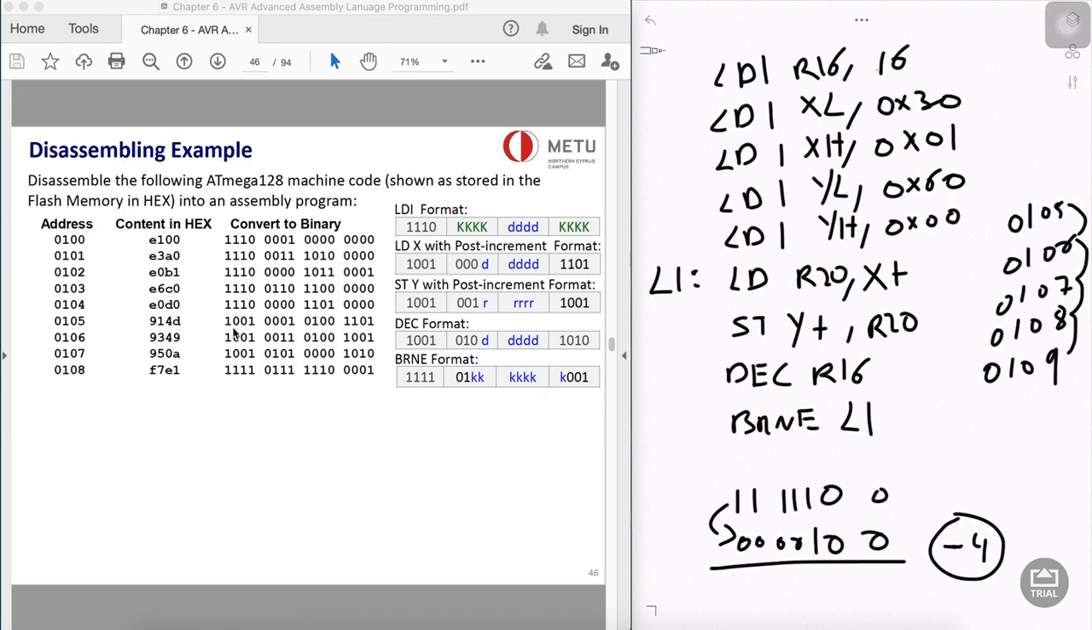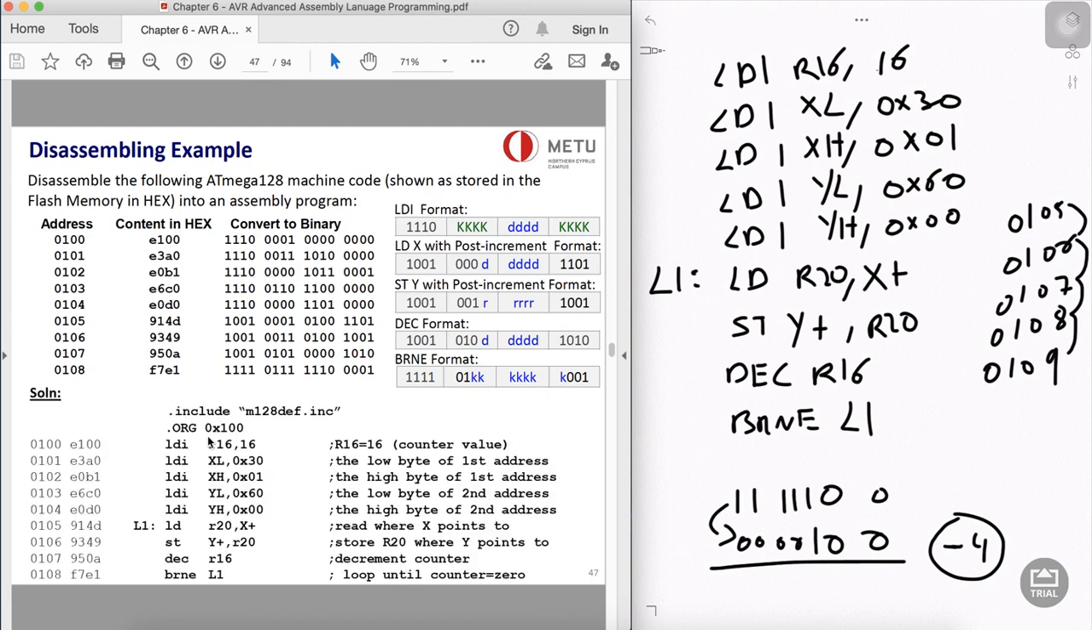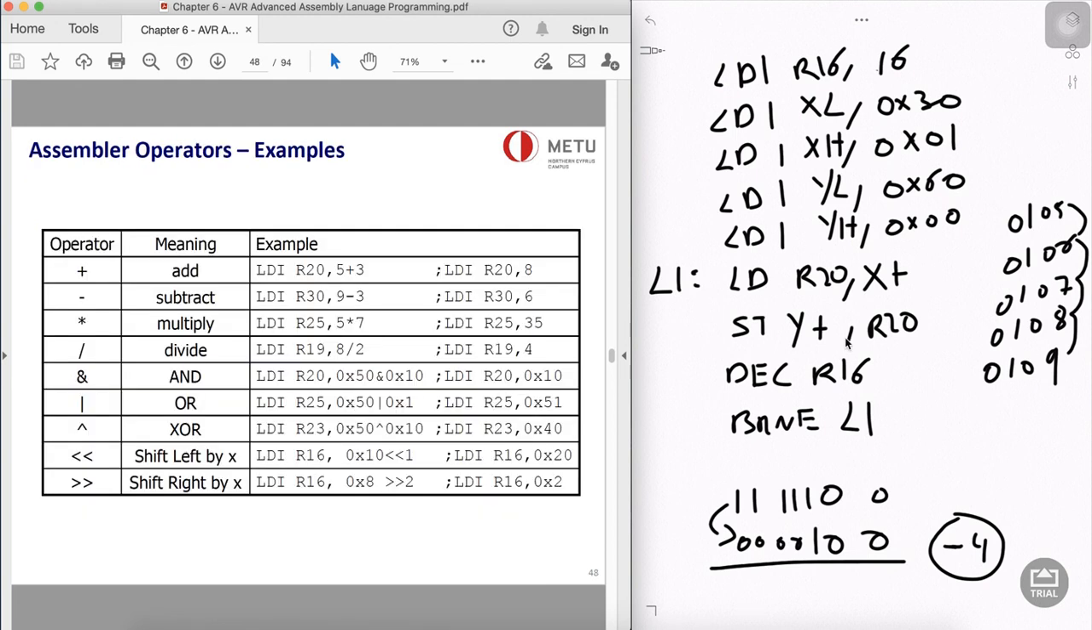Okay, so this is how we can disassemble, which we already did yesterday as well, in the last lecture. So I hope it's clear now. And you can find similar stuff over here if you don't understand my writing. So the assembler operators which we generally use: add, subtract, multiply, divide, and, or, XOR, shift left by X or shift right by X. These are all given with examples in this table.